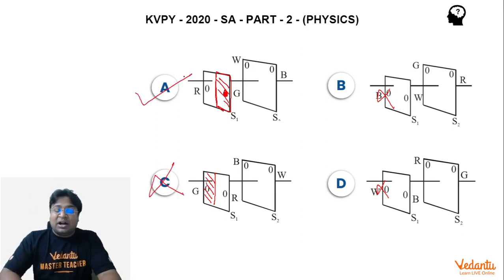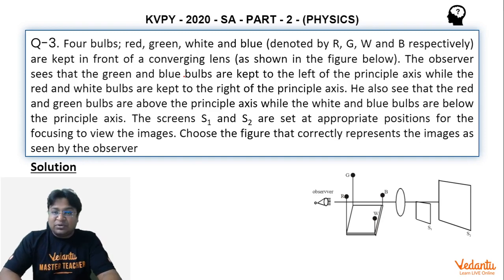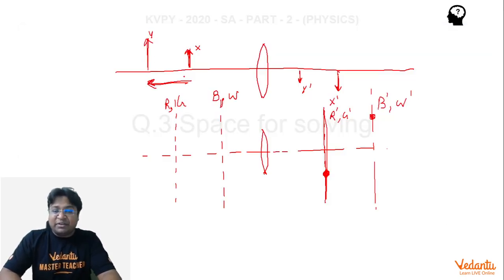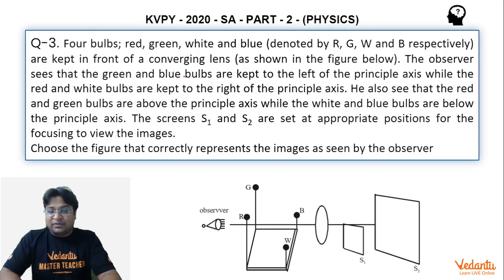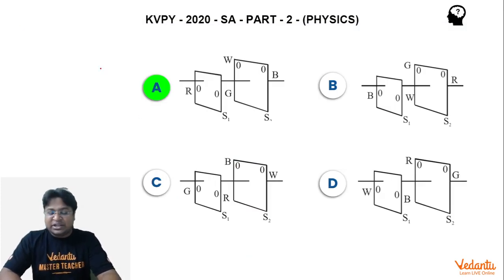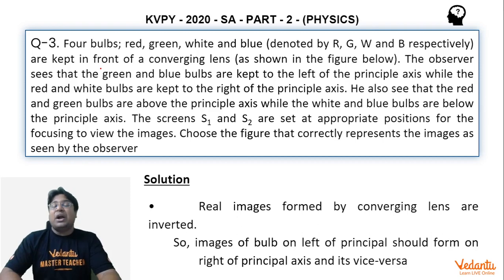Like this we can figure out which of the options is the correct one. Three options we have eliminated, and therefore the fourth one, that is option A, is the correct one. So guys, I hope you understood all the logic that I have given to eliminate the three options.